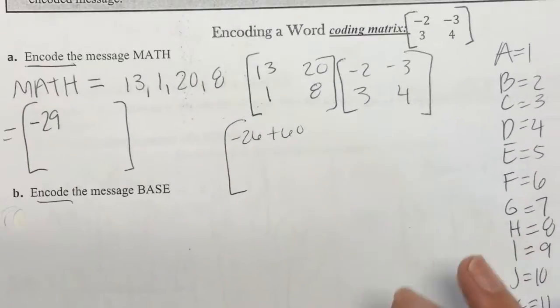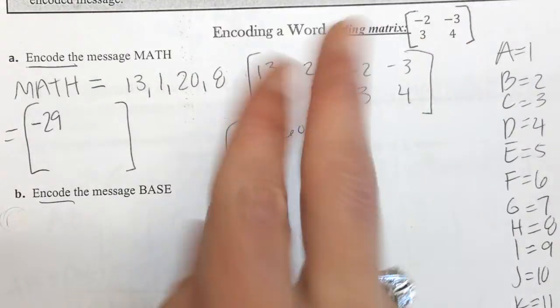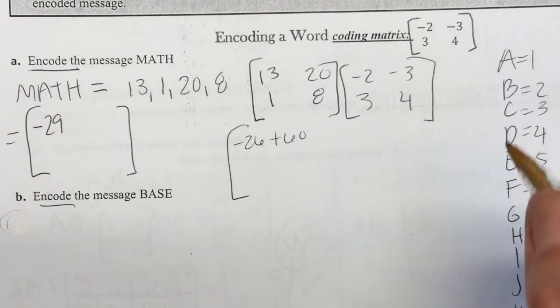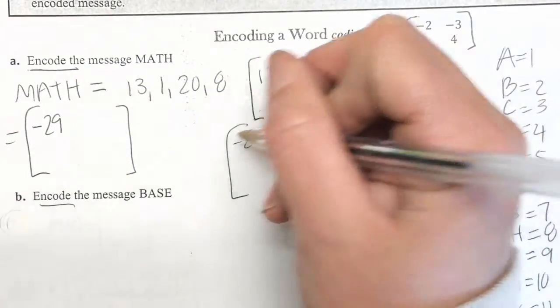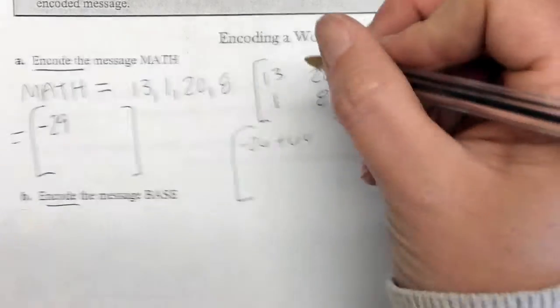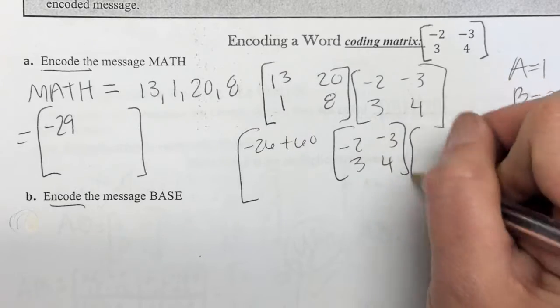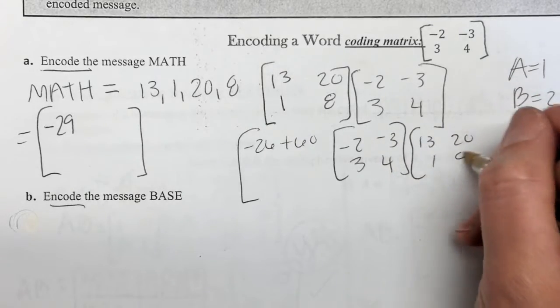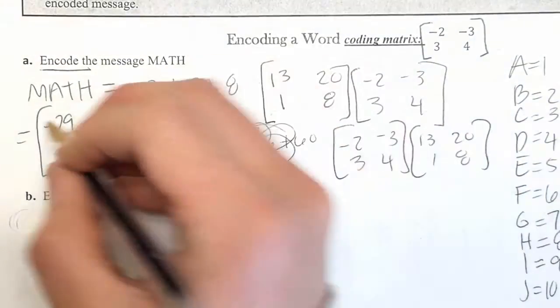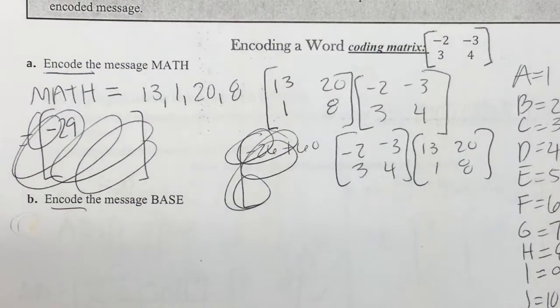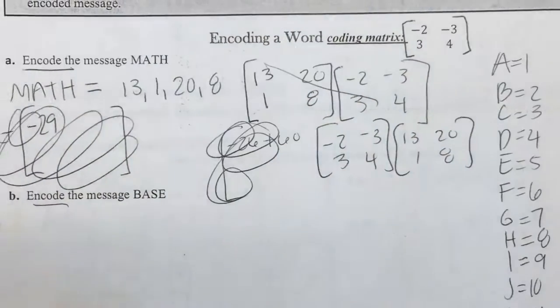Yep. I'm sorry, guys. This is correct. They just need to be swapped in order. The coding matrix needs to go first. That's my fault. So let's rewrite that first: -2, -3, 3, 4, 13, 20, 1, 8. I'm sorry. So yes, Kate, it does matter what order the matrices are in when you multiply.